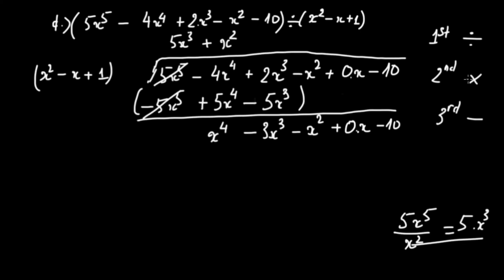The next step is here, multiplication. We take x squared, multiply back to this expression and write down the result here. X squared times x squared, you got x to the fourth. And x squared times minus x, you got minus x to the third. X squared times 1, you got x squared.